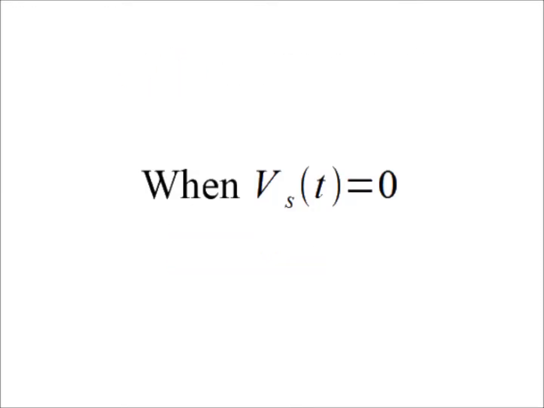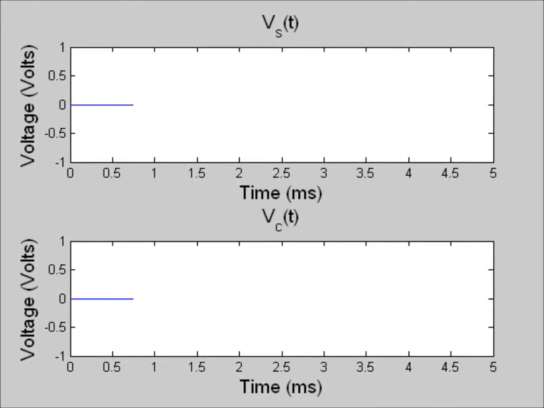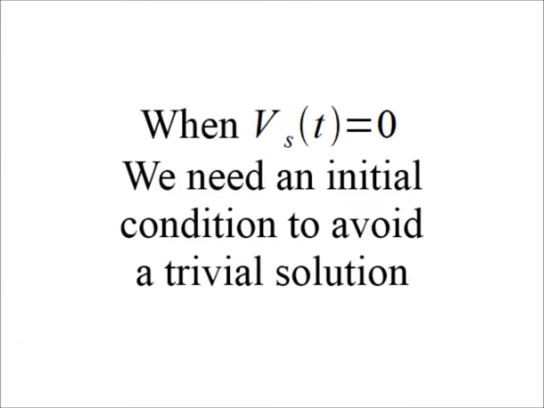So first, let's look at what happens when the source voltage is 0. And what happens when it is 0 is that if we don't have an initial condition on our capacitor, then we're going to get an absolutely trivial solution. And if you don't believe me, then here's a simulation. As you can see, nothing is happening because there's nothing to excite the circuit, and there's no initial condition to do anything with. So we're going to use an initial condition that the capacitor is initially charged at 1 volt for the rest of these simulations.